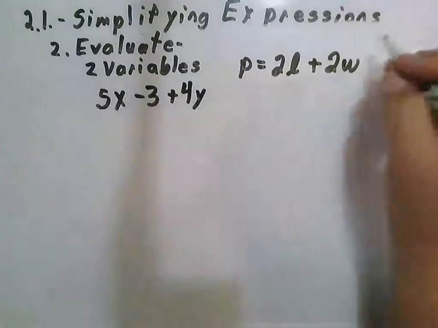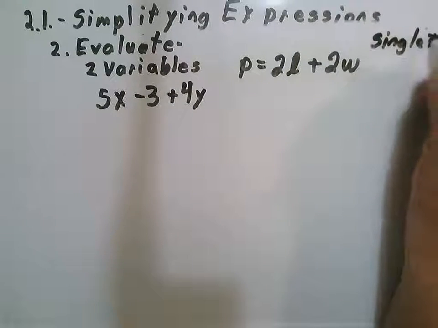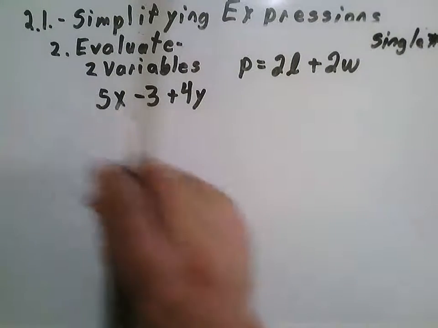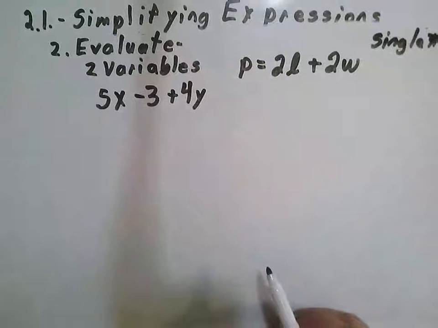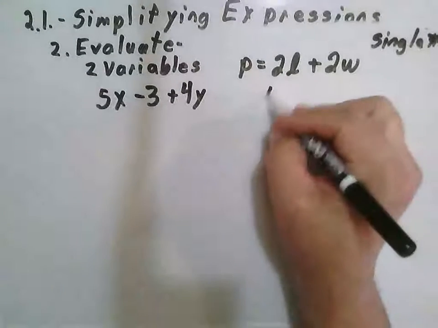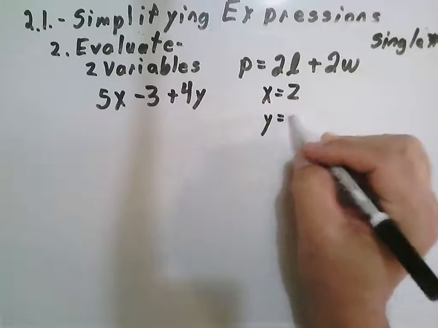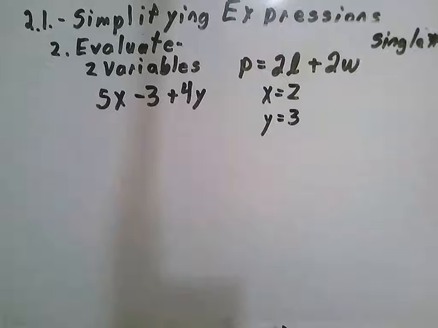So remember, when we evaluate, we're going to come out to a single number. That's still going to happen no matter if we have 2 variables or 3 variables. And the word evaluate kind of clues you in that you're going to do that. So in order to remove these, I need to know what the x is, and I need to know what the y is. For this particular one, I'm going to say x is equal to 2, and I'm just going to say that y is equal to 3. So those have to be established first.